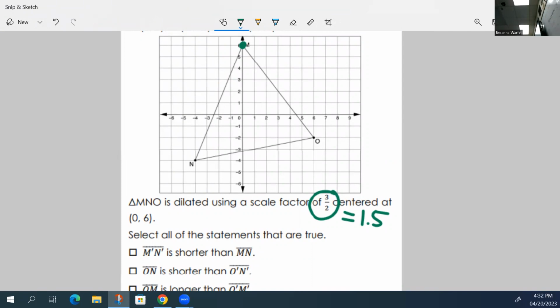I'm going to use slope. You can use whatever you want. To get from M to O, you go down 1, 2, 3, 4, 5, 6, 7, 8. So you go down 8, and you go right 1, 2, 3, 4, 5.